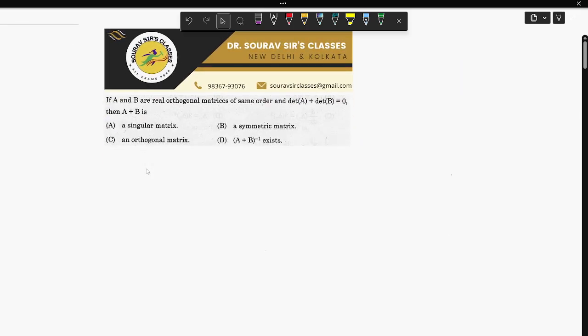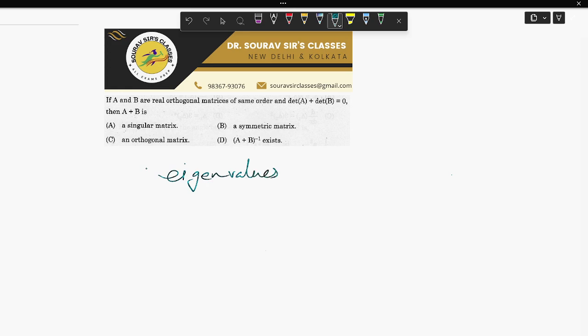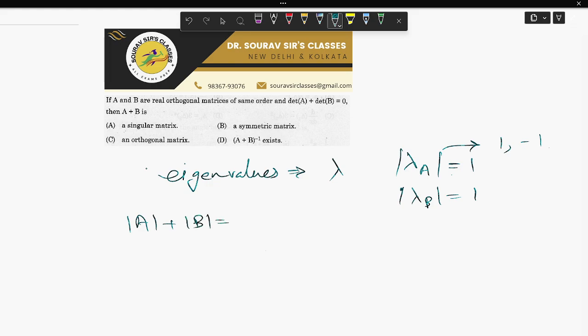If we know a single term, that if A and B are real orthogonal matrices, we can easily say that the eigenvalues, let us call lambda, of A and B have to be equal to 1. Okay, so as they are real orthogonal matrices, the only possibility is 1 and minus 1. So they told us that determinant of A plus determinant of B is equal to 0.